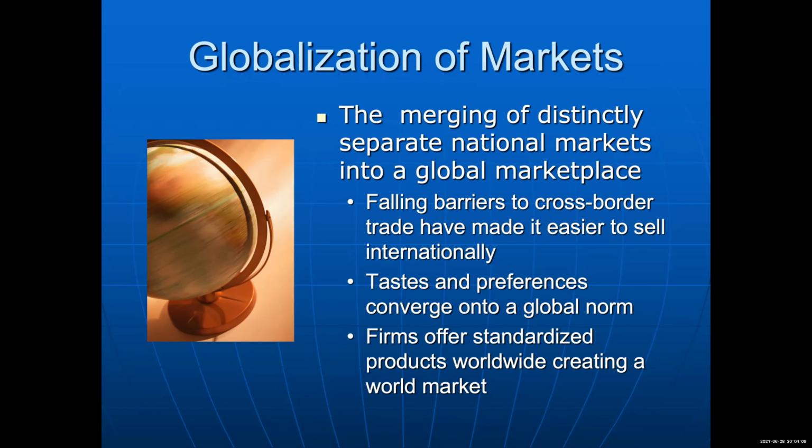So, the merging of distinctively separate national markets into a global marketplace. Falling barriers to cross-border trade have made it easier to sell internationally. We're talking about the banking sector. We're talking about various sectors. Tastes and preferences converge onto a global norm. We're talking about KFC, Burger King. Firms offer standardized products worldwide, creating a world market. We're talking about iPhone, any of those companies that make, like, MacBook. So it's one MacBook. The MacBook that you have in Jamaica is the same one that exists outside of Jamaica.